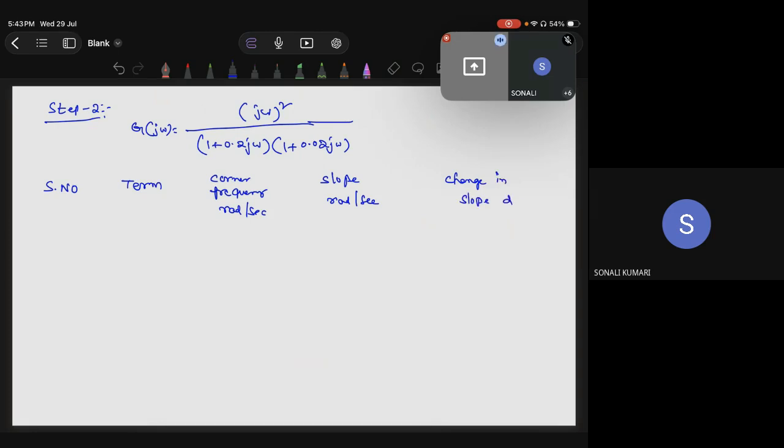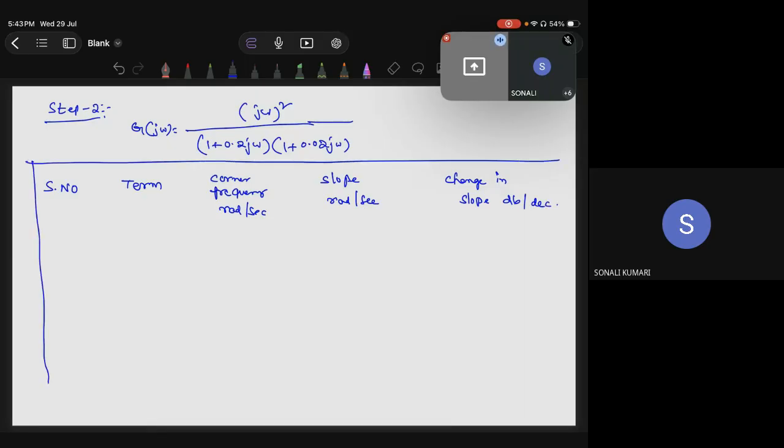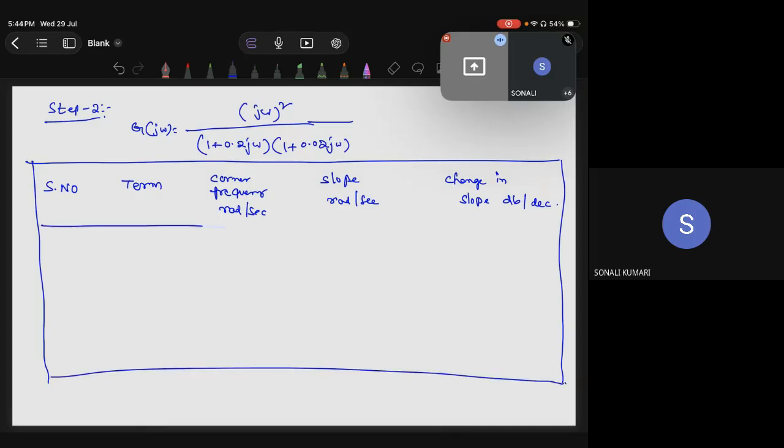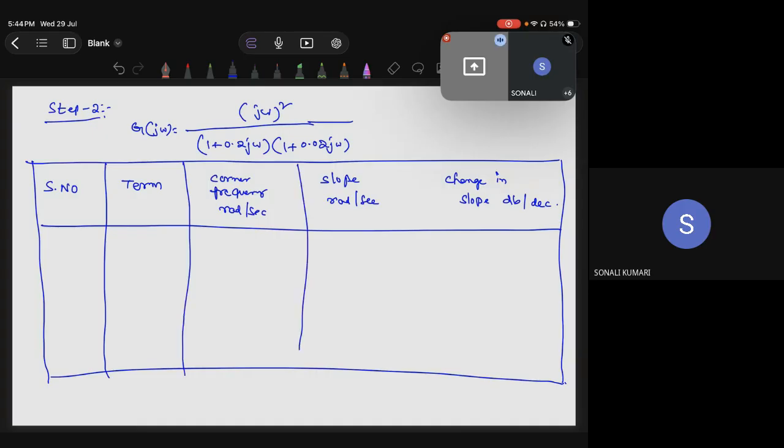Okay, so that is dB per decade. So we found this table first, and then using this table only, we will draw the Bode plot. Now if you see the transfer function, how many terms do we have? We have 3 terms.